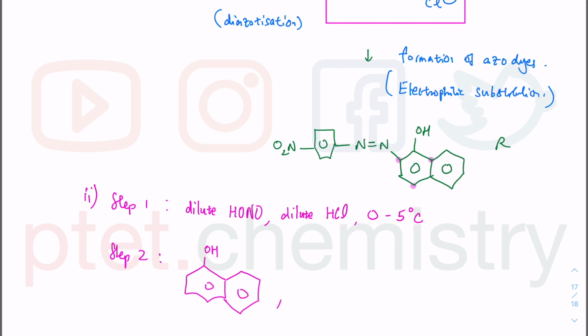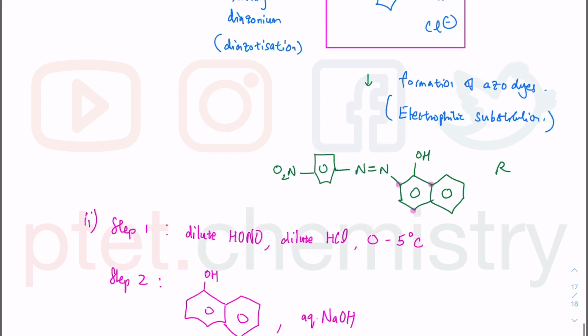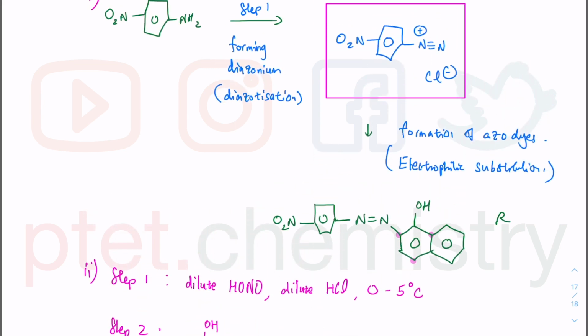And what happens is sometimes people use aqueous NaOH because they want to make the phenol a little bit more activated. You can deprotonate phenol and it will make the benzene system even more reactive towards electrophilic substitution. It will attack this much better.